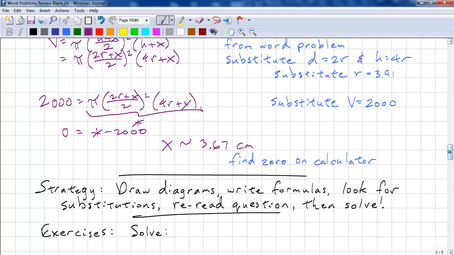So strategies to help you with word problems. Draw diagrams if there's no diagram. Write formulas. You look for substitutions, reread the questions, and then solve. Please try the exercises before watching the solution key. And that completes the review portion.